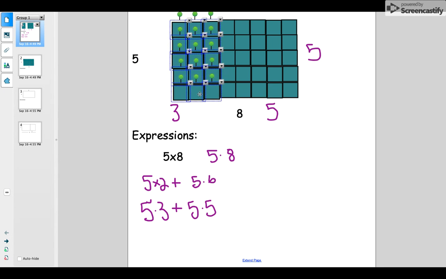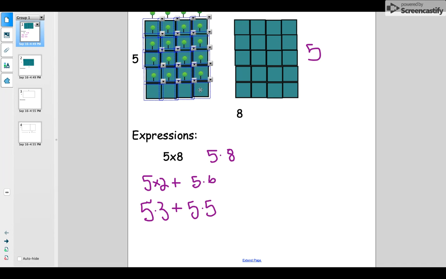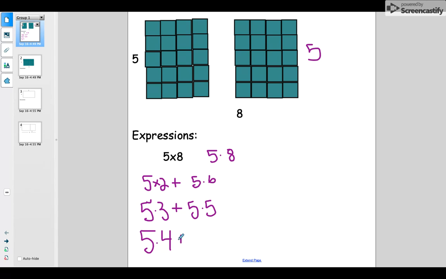I could keep going. I could also write this by making 5 groups of 4. So then again, I'd have an expanded form, a 5 by 4 array, which would give me 20, plus another 5 by 4 array. So the 20 plus 20 would get me back again to my original 40.